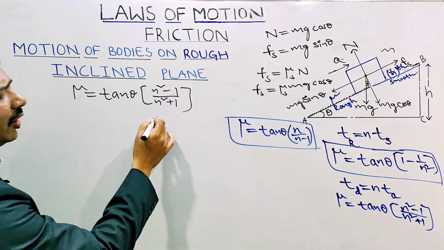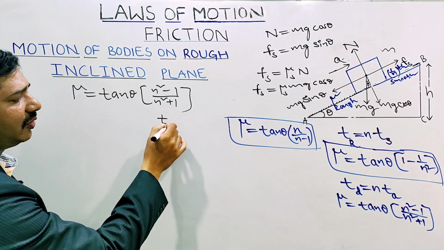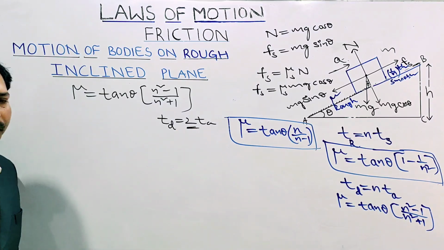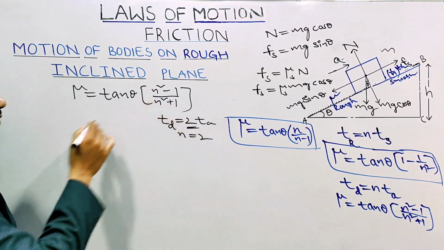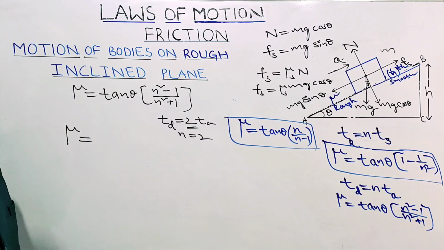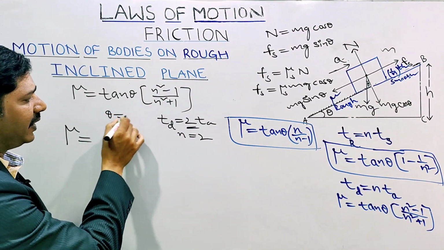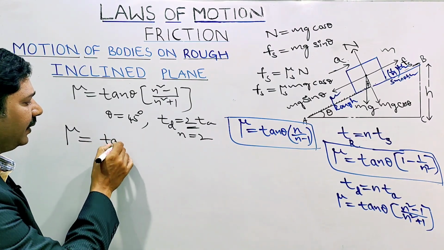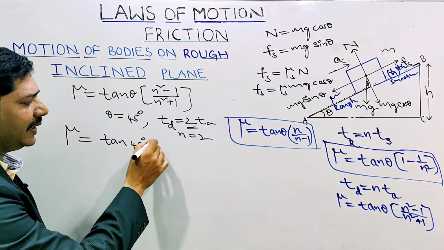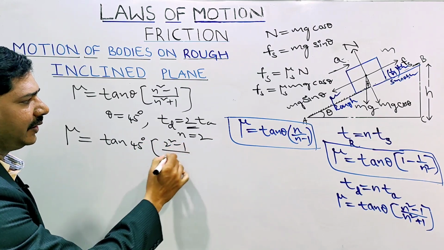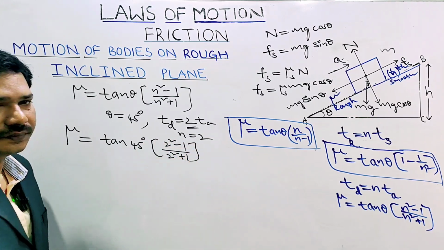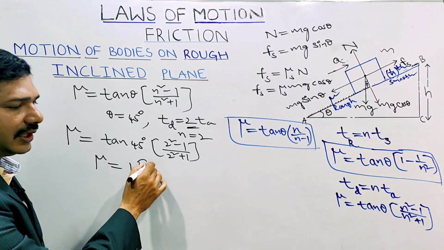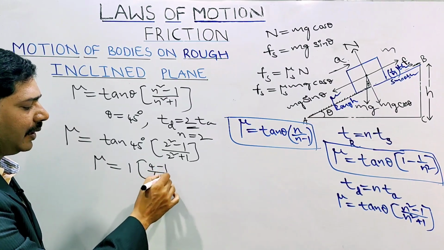Here how many times? They are saying td equals twice ta, so the n value is 2. Substitute here: mu equal to tan theta into (n square minus 1) by (n square plus 1), and the theta value given is 45 degrees. Substitute the values: tan 45 into (2 square minus 1) by (2 square plus 1). Tan 45 value is 1, into 2 square, that is 4, minus 1 by 4 plus 1.